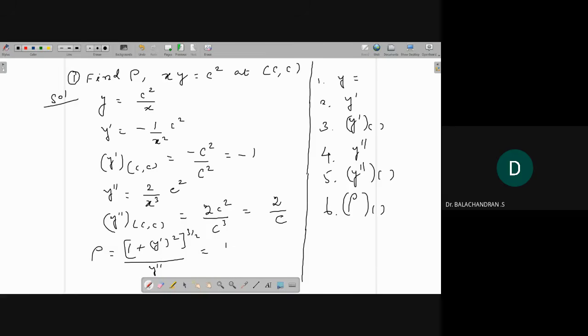So this is equal to 1 plus, what is y dash? Minus 1, whole square, whole power 3 by 2, divided by y double dash, which is 2 by c, which is equal to, this is 2 power 3 by 2, that is 2 root 2. Okay, 2 root 2 into c by 2. So 2 gets cancelled. The final answer is c root 2.